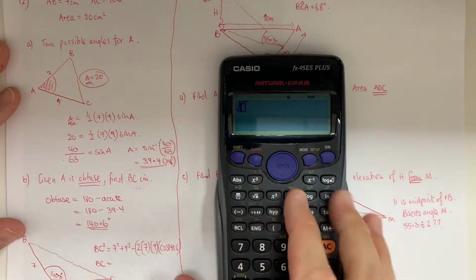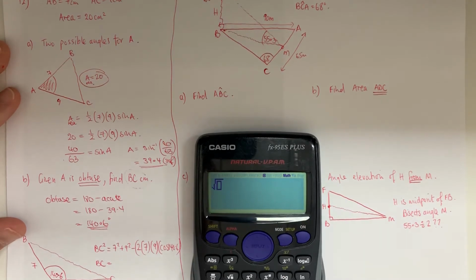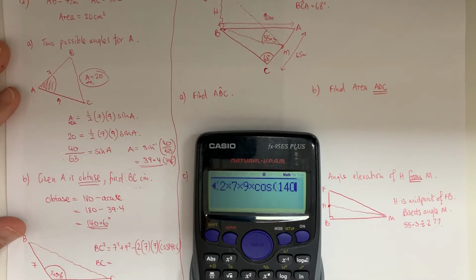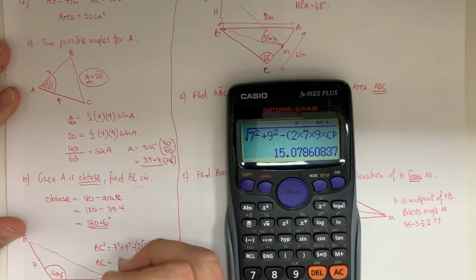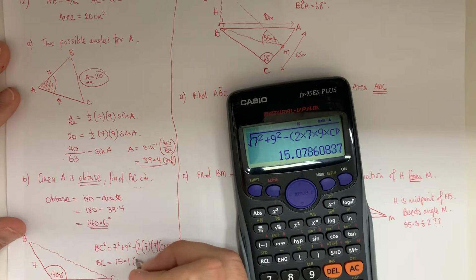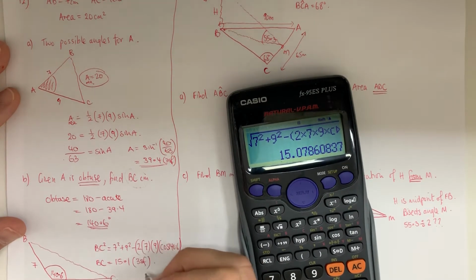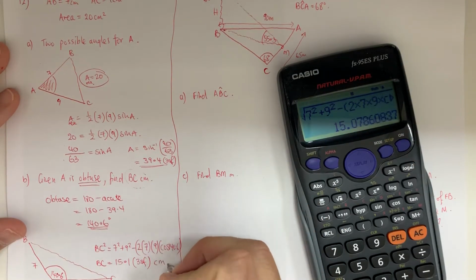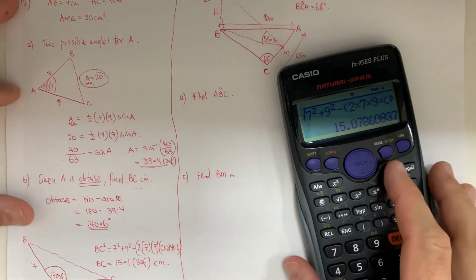So I've done this before with you, how I type it in. I open up the square root, and then I do 7 squared plus 9 squared minus bracket 2 times 7 times 9 times cos 140.6. And that gives me 15.1 to 3 significant figures. And the units were indeed in centimetres. So that's 12 answered.